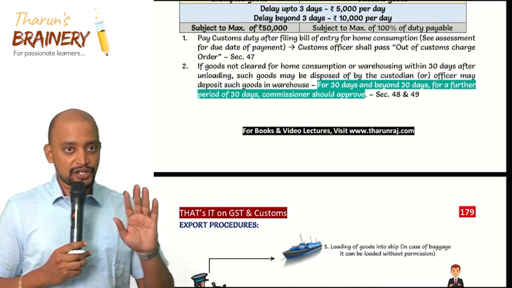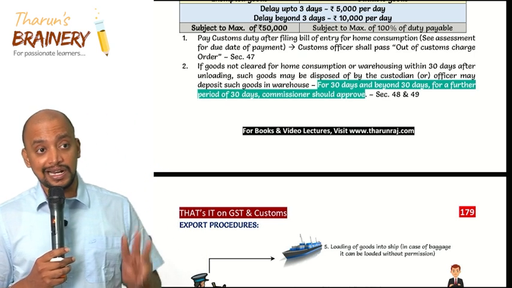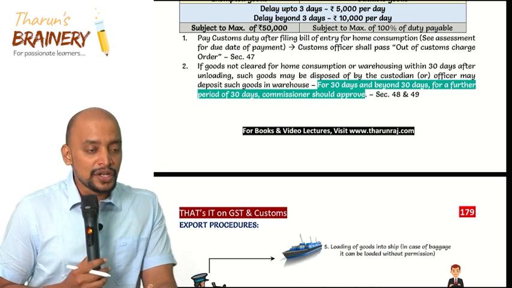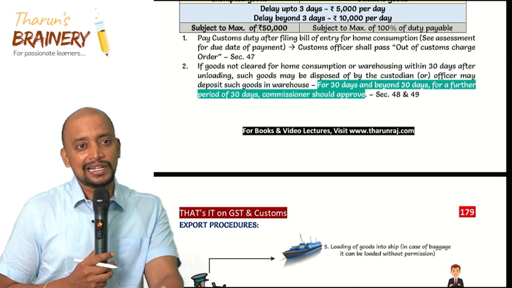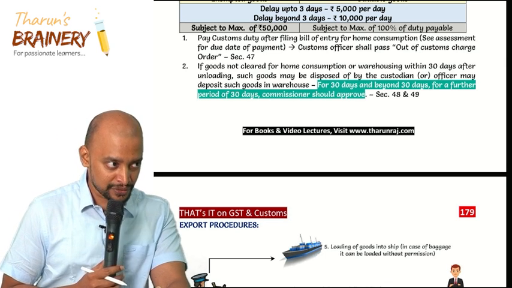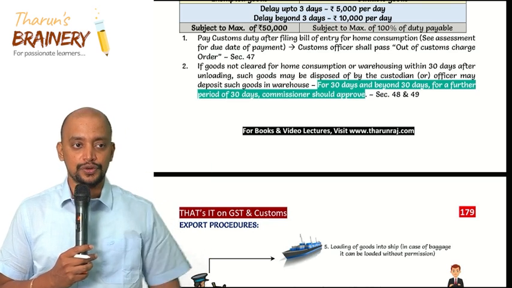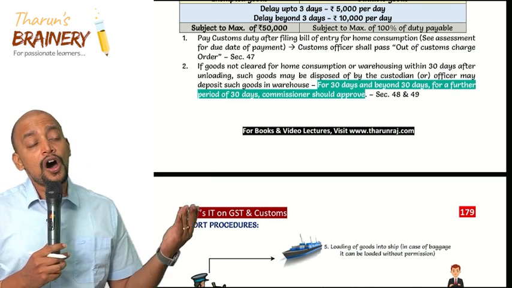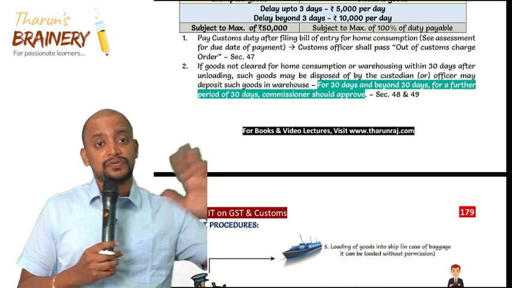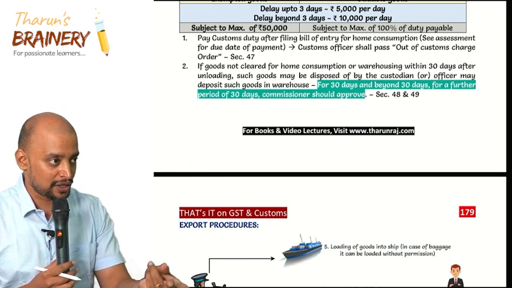It is belated, but even then 30 days. If within the 30 days you are not filing the bill of entry and clearing the goods either for home consumption or warehousing, the proper officer has the right to dispose of those goods. They can sell off those goods, or they can keep the goods in a warehouse for 30 days. Either of these two they can do.